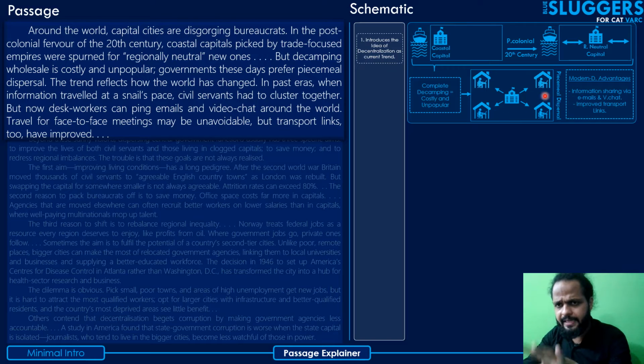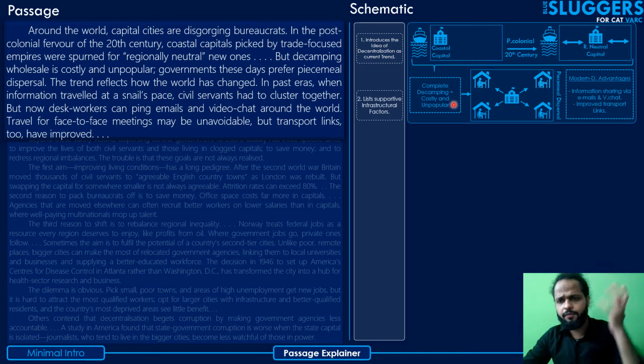this trend of piecemeal dispersal reflects how the world has changed. In past eras, when information used to travel really slowly, civil servants, your bureaucrats, the government officials, had to cluster together because information would travel slowly. Obviously they have to work together, so they need to communicate with each other, and you cannot be far off. You need to be together so that you can get some work done, right? Because there was no means of quick communication over large distances.